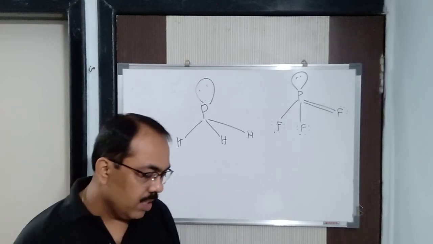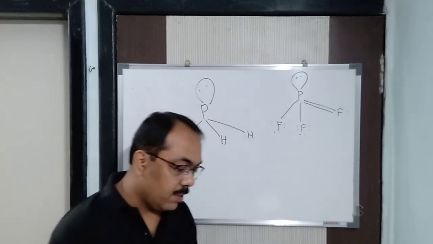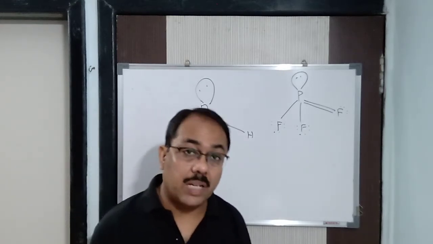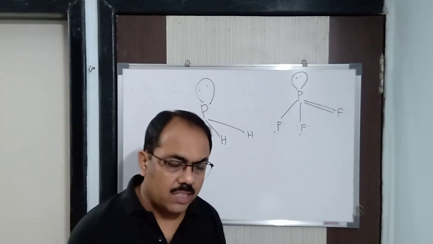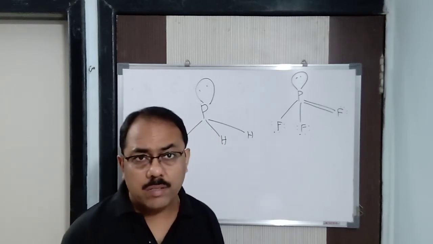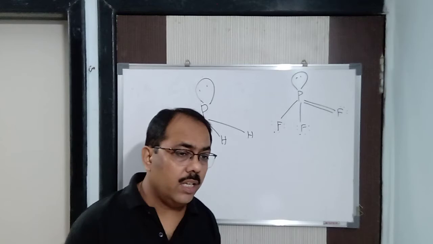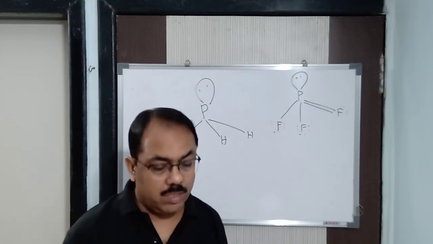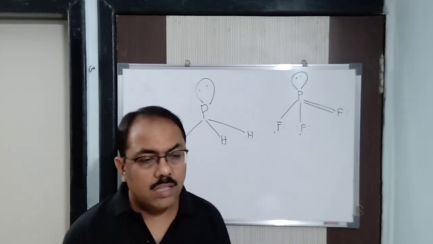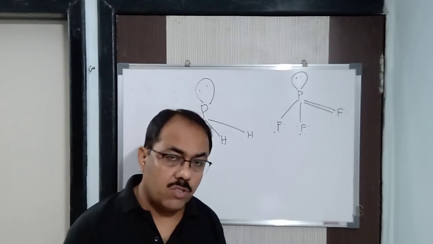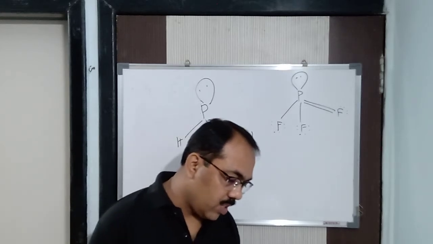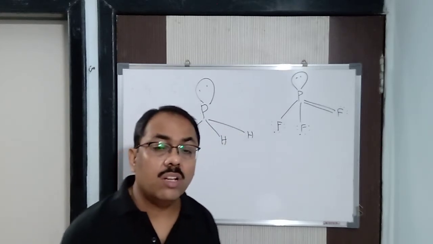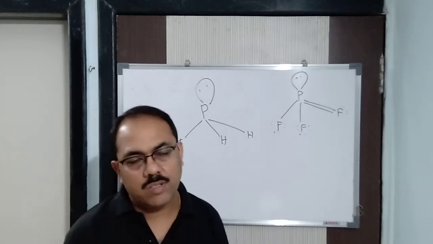Now the next point is that the dipole moment of the carbon monoxide molecule is greater than expected. Generally, the dipole moment of a carbon-oxygen bond is 2.25 D, so to say, but here it is greater. This is because of the presence of a dative bond or coordinate bond in carbon monoxide.